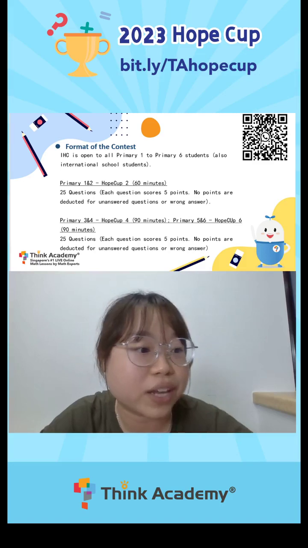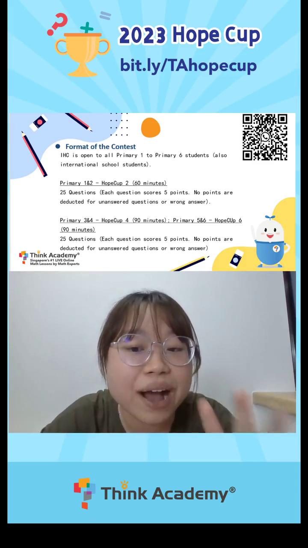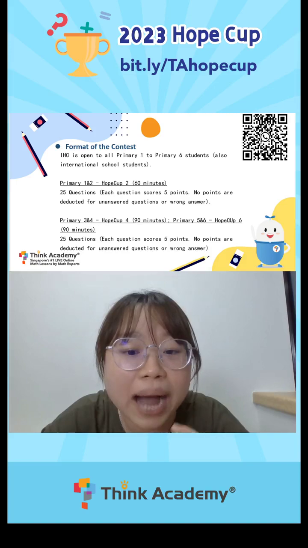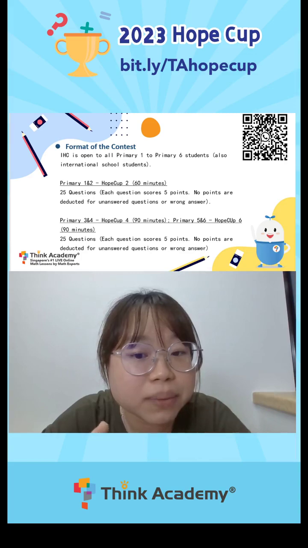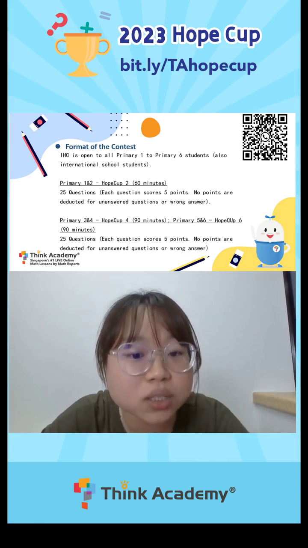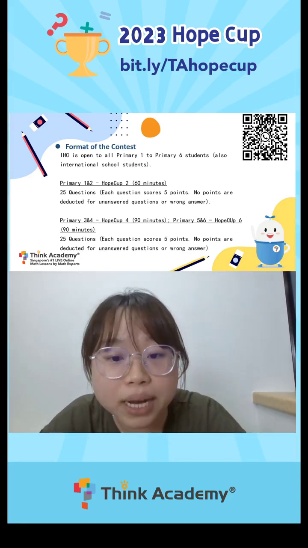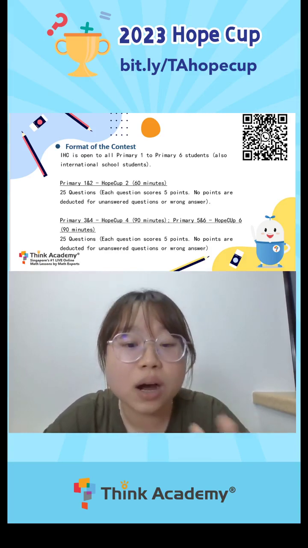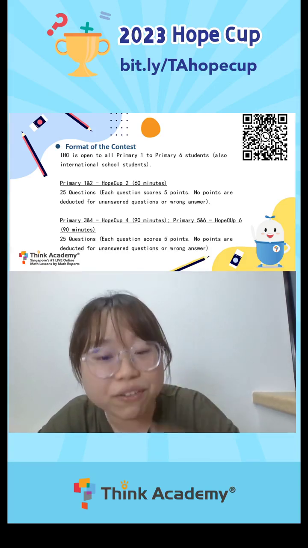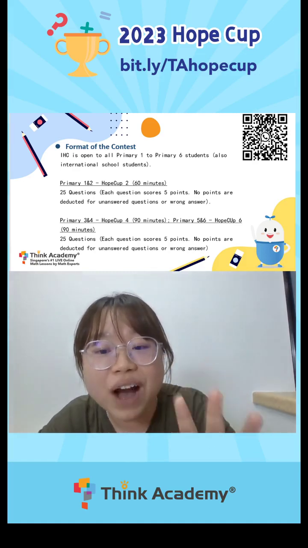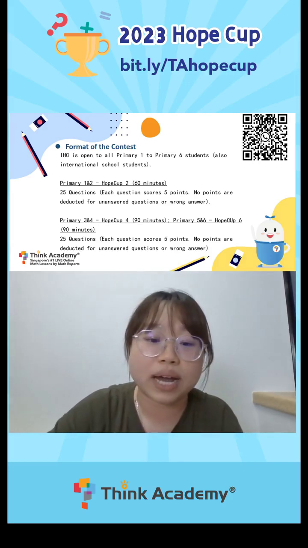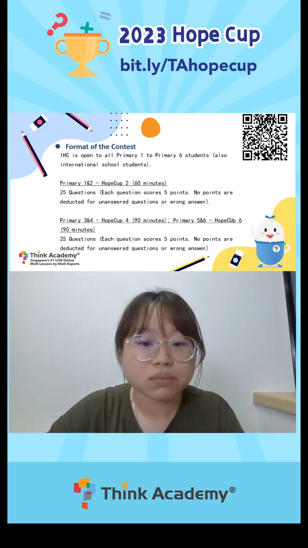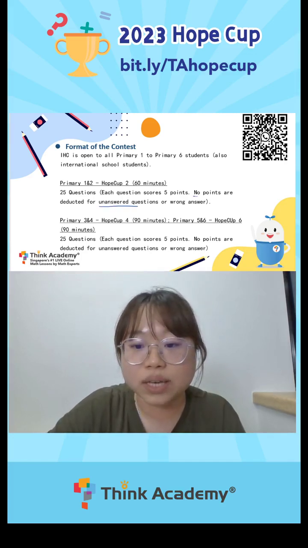Kids, listen to this very carefully. Each question scores 5 points. No points are deducted for unanswered questions or wrong answers. This is very different from SMKC. Yeah? For SMKC, you have 90 minutes, 24 questions, or MCQ, correct? But for Hope Cup for P1 and P2, Hope Cup 2, 60 minutes, 25 questions. Each question scores 5 points. Okay, no points will be deducted for unanswered questions or wrong answers. This is very important. No points will be deducted for unanswered questions and wrong answers.